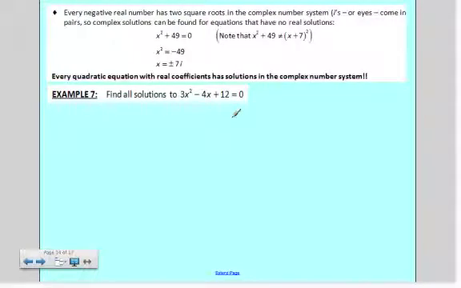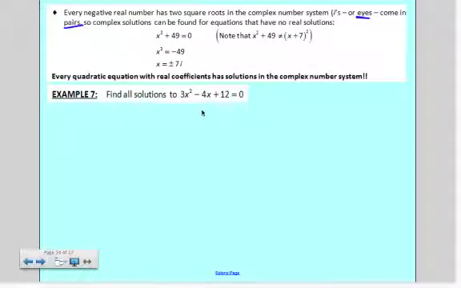All right. Now, every negative real number has two roots in the complex number system. Notice we have two i's. Every time you have a complex solution, you don't have one, you have two. So that's a really important thing. I's come in pairs.